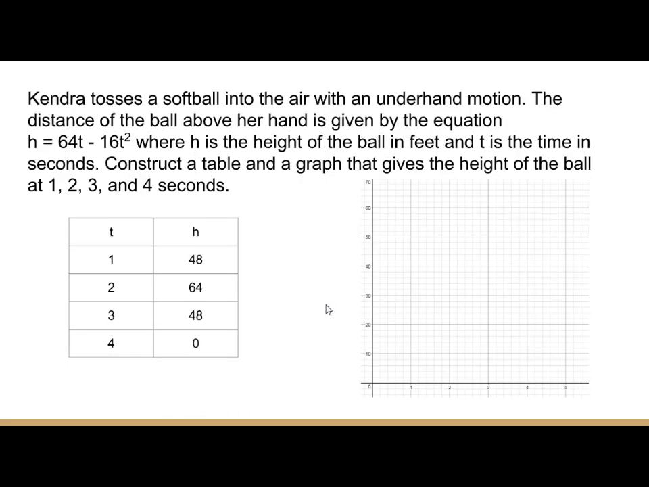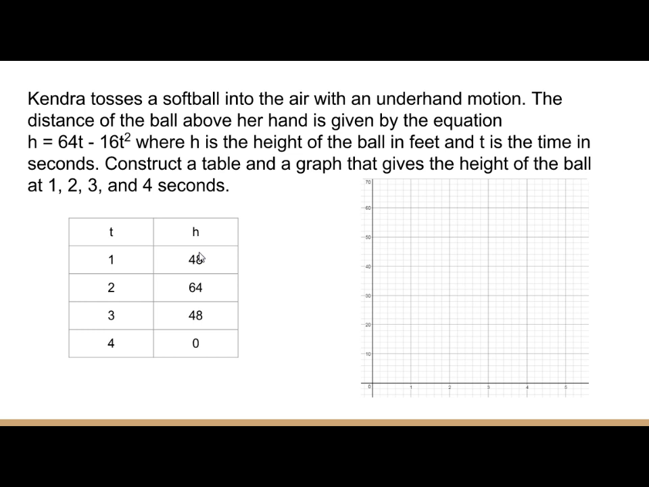So let's get another example here. Kendra tosses a softball into the air. She'd use an underhand to do that. And here's this equation that gives us where the height of that ball is after so many seconds, t. So we want to construct a table and a graph that gives the height of the ball at these different time intervals. So after 1 second, we plug in 1, 64 times 1 minus 16 times 1 squared, we get 48. 48 feet up in the air.